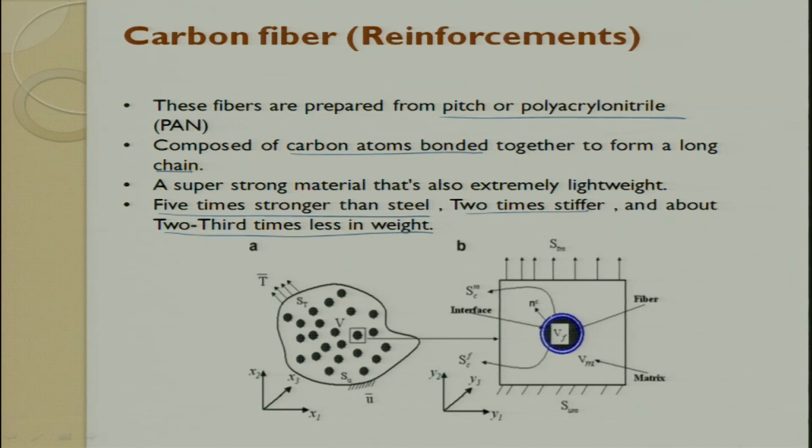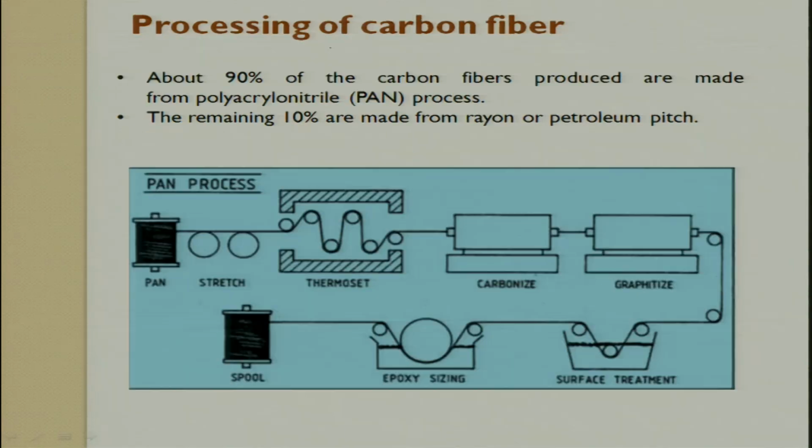So, you see this is the fiber, this is the interface, and this is the matrix. Carbon fiber has very good mechanical properties. So, how is the carbon fiber prepared? In a PAN process we take PAN and stretch the fiber, pass this fiber through a thermoset, then carburize it, then graphitize it, then do a surface treatment, then epoxy sizing, and then finally we bind it in a spool.